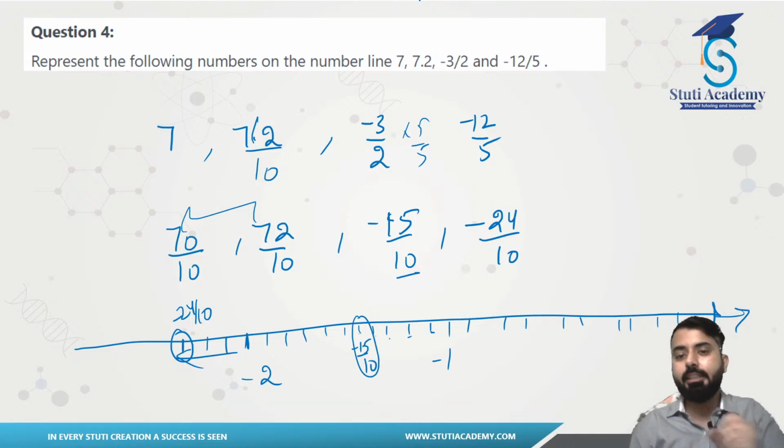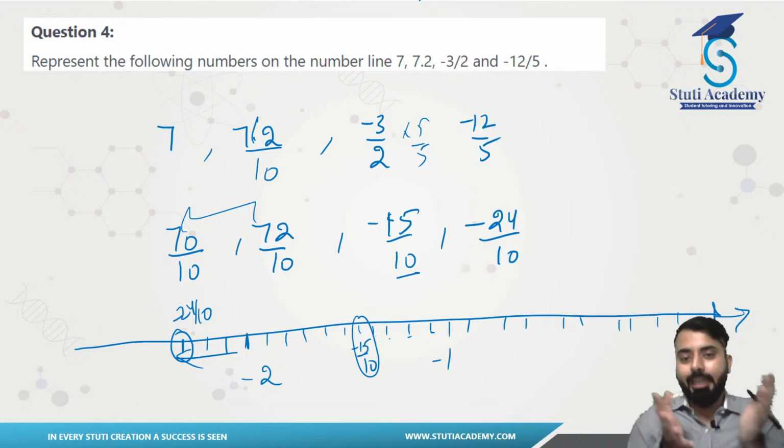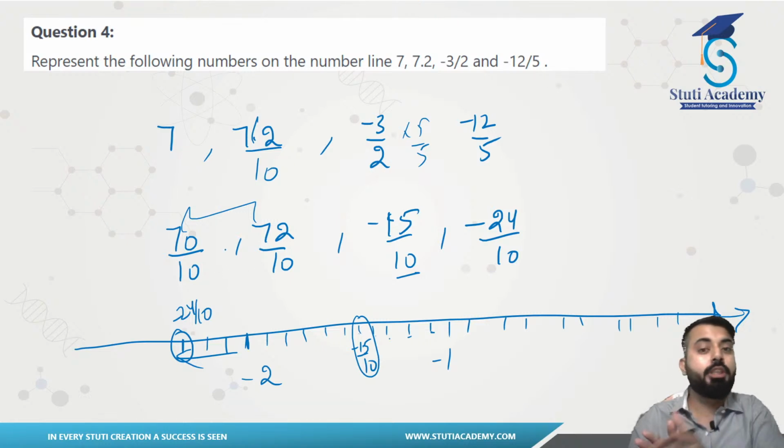You can either attempt to represent them on the same number line, or you can represent them on another number line. That is not the point here. You are able to understand the base concept, I guess, right? So you can draw 4 different number lines, or you can represent them on the same one. I just wanted to tell you that you can represent them on the same one. So I just wanted to tell you this method.